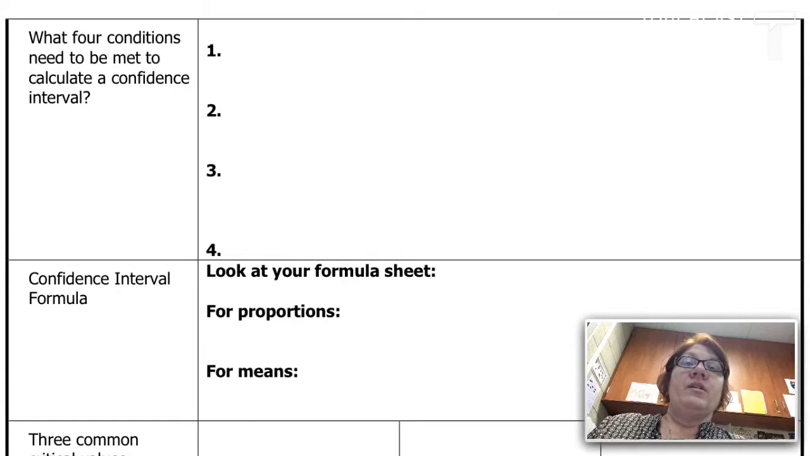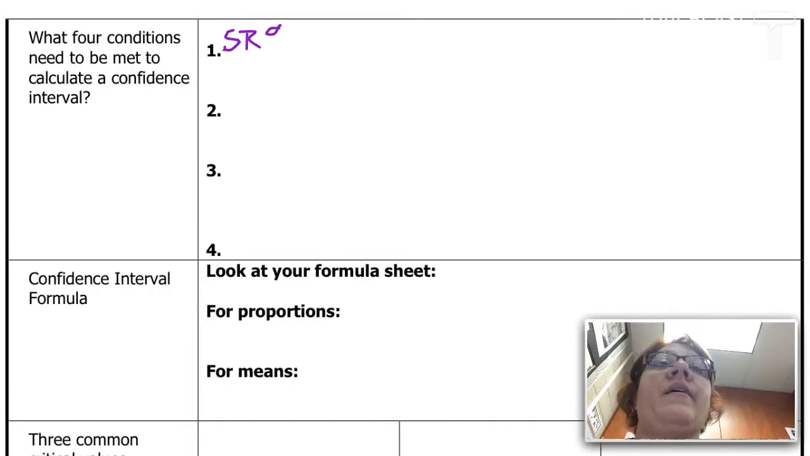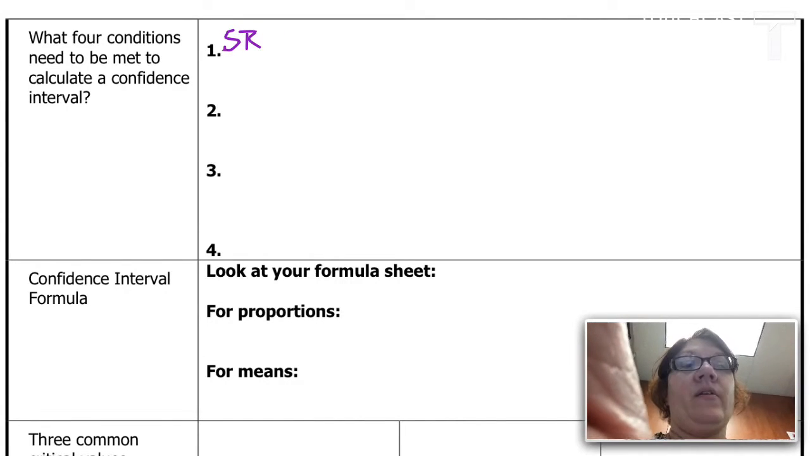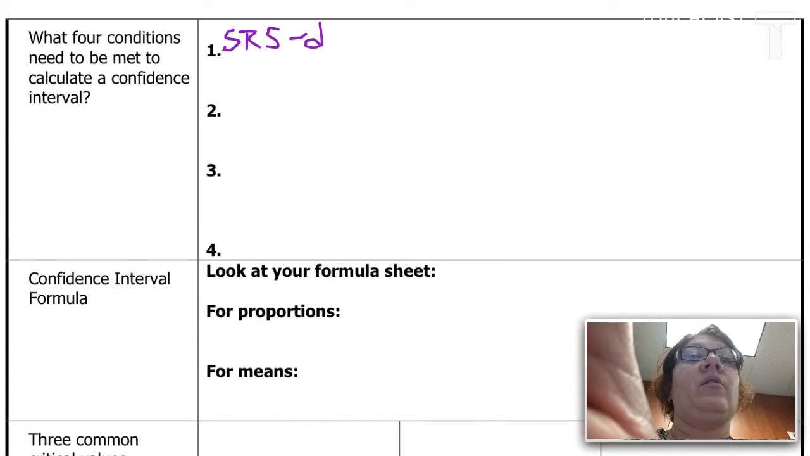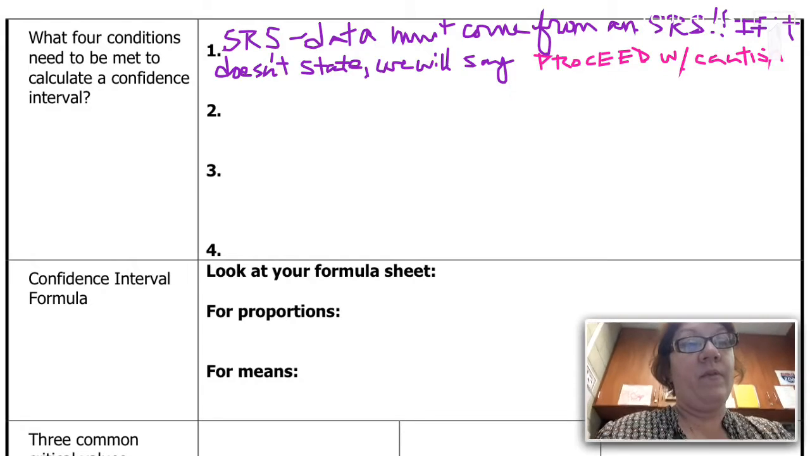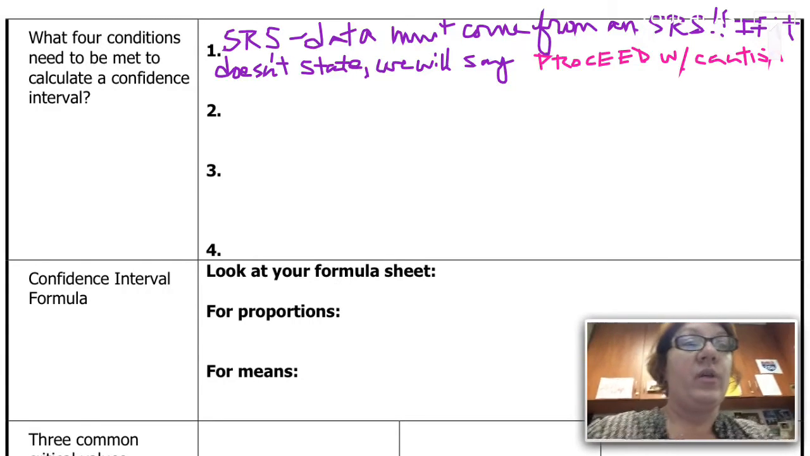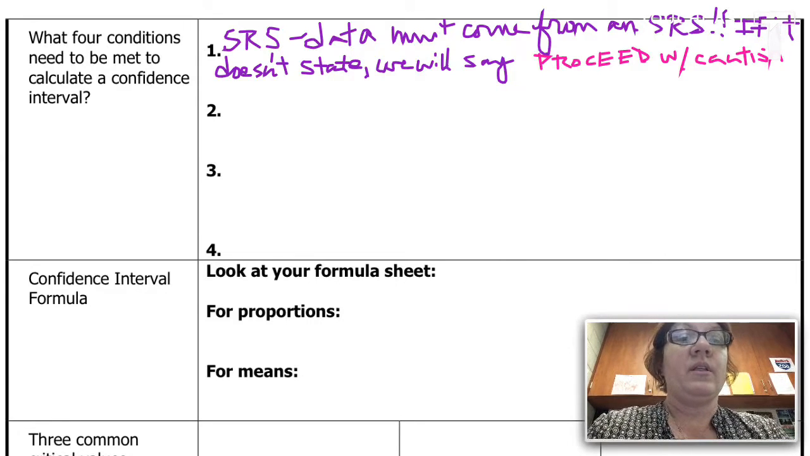So there are some conditions that I need to check in order to calculate a confidence interval. You've already been checking some of these conditions. So the first one is I must have an SRS, or I've just completely jacked up my entire data collection. So if it doesn't say that the data came from an SRS, then we're going to say proceed with caution and do the analysis anyway. But we will at least note, hey, whoever collected this data wasn't so smart.